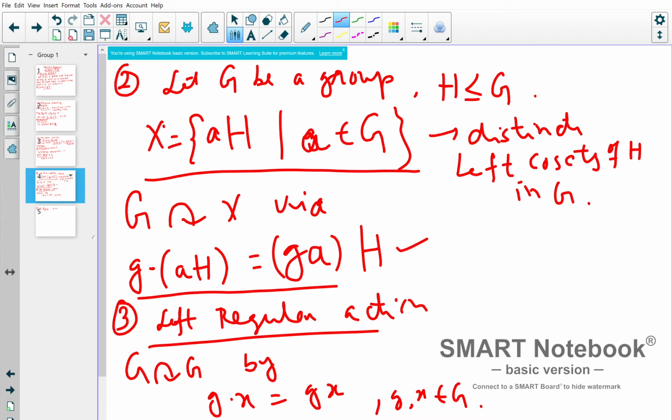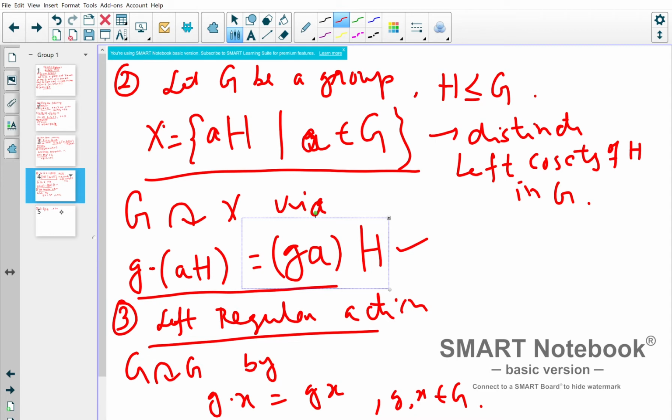And one more action. The third example is called the left regular action. Here also G is acting on G just by the group operation. g dot x is nothing but gx.